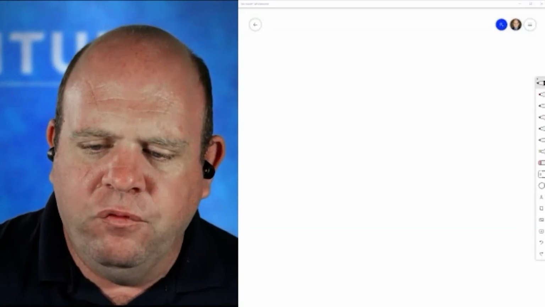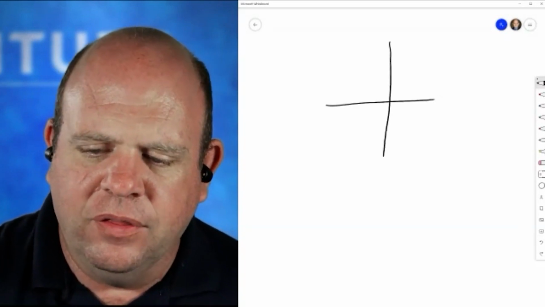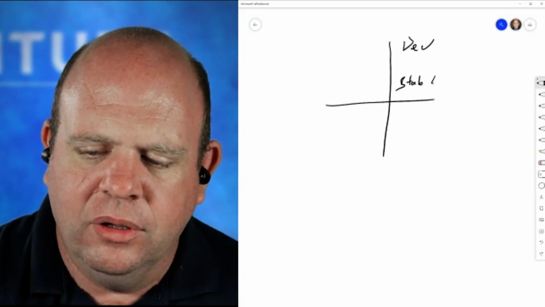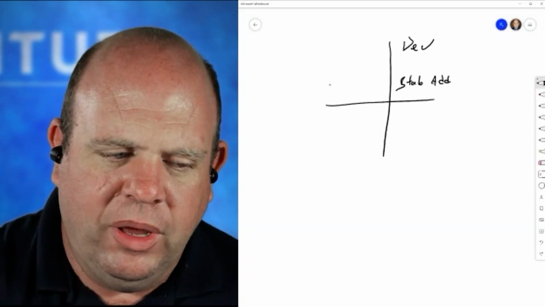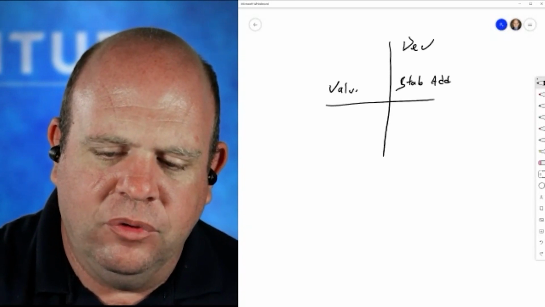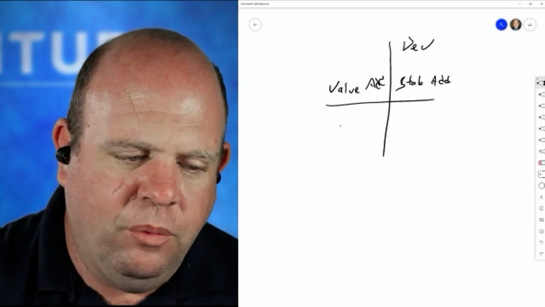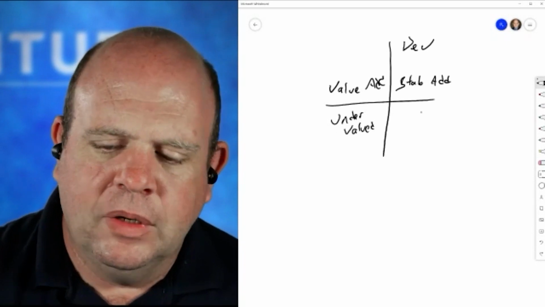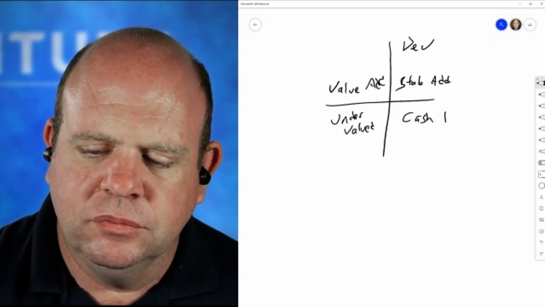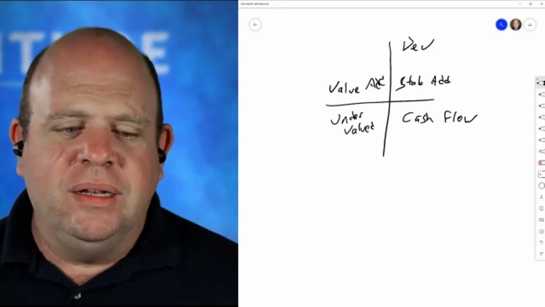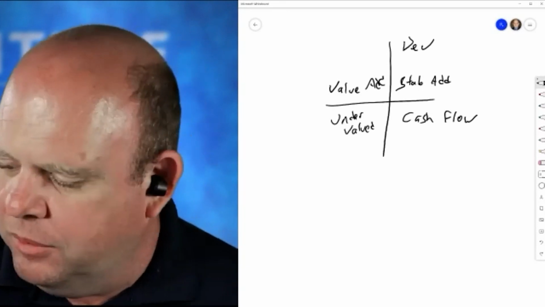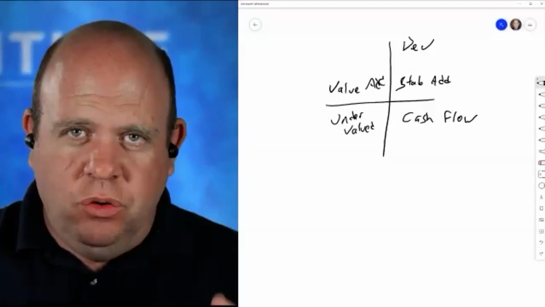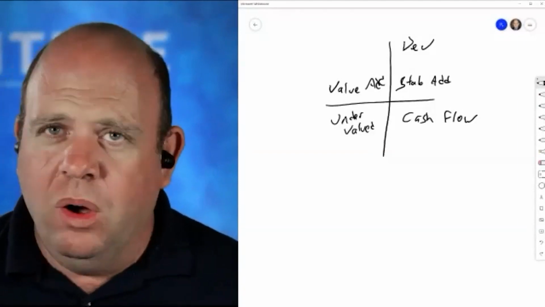Before, I drew this diagram, and it looked like this. We had development, we had stabilized, we had value add, I'm sorry, we had undervalued, and we had cash flow. These are the four main types of strategies that exist in any real estate deal. So what I want to do is expand each of those and really dive into each and talk about what we mean by each.